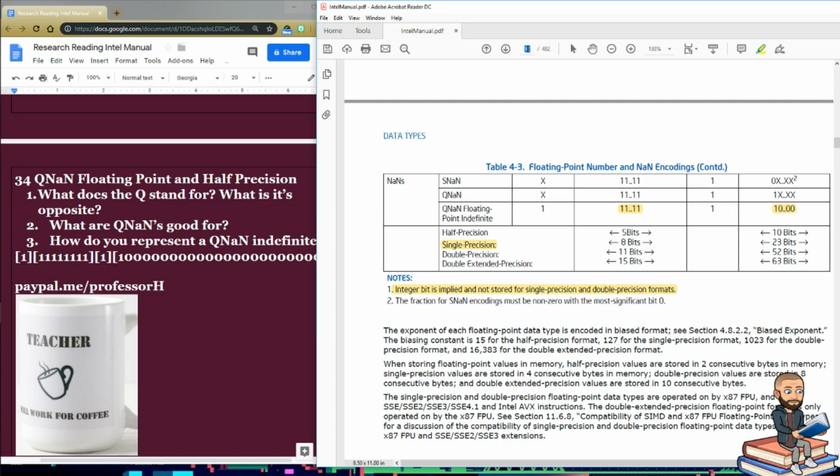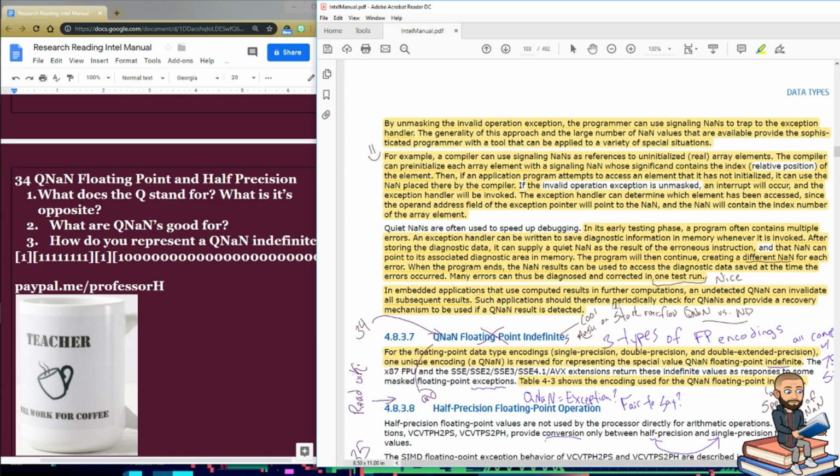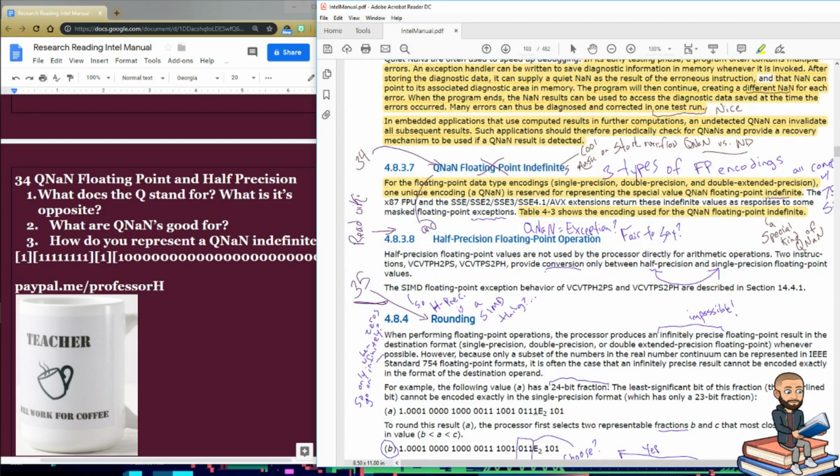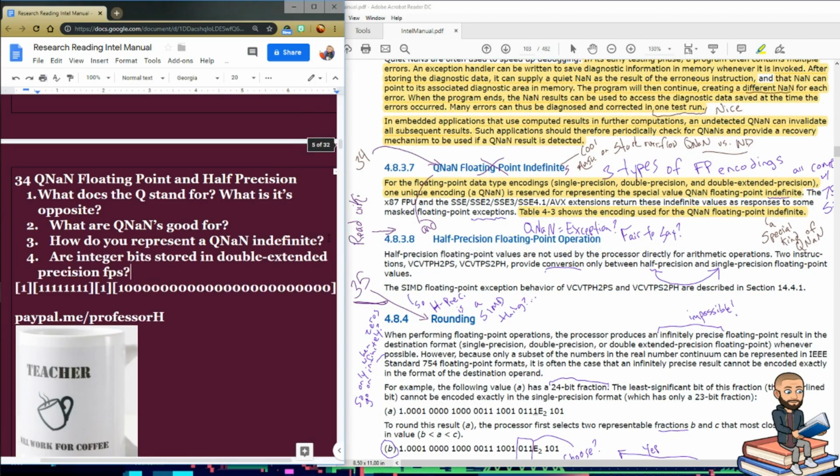And now I'm asking, what about that third encoding? What was the third encoding called? Double extended precision? So there's the question: are integer bits stored in double extended precision floating points? Make sure you're not confused and think of this as frames per second. It's a different tech concept.